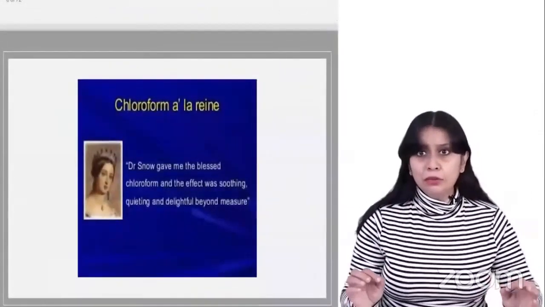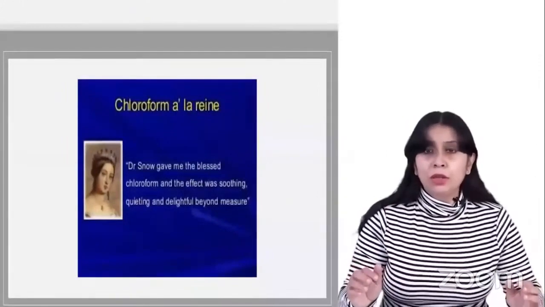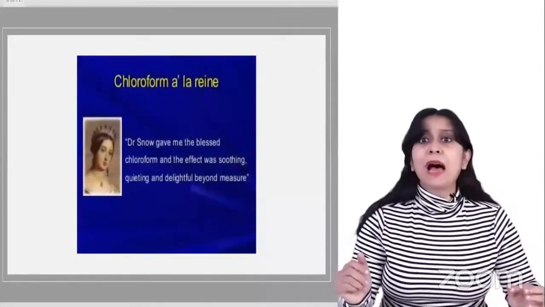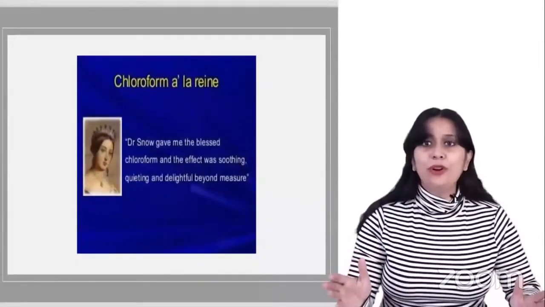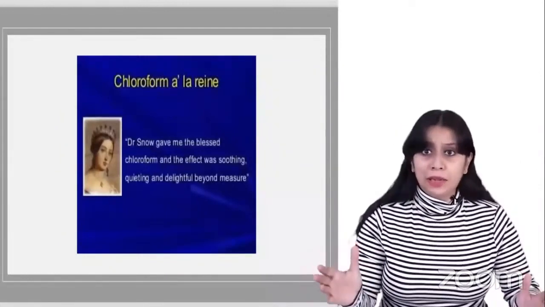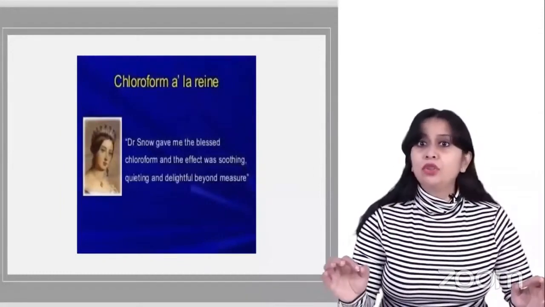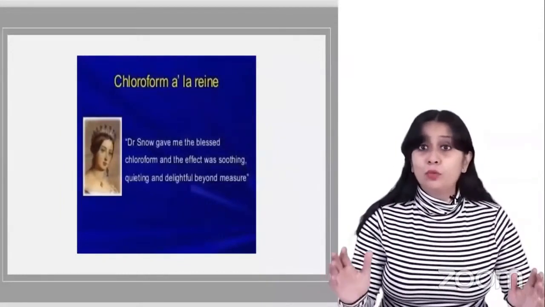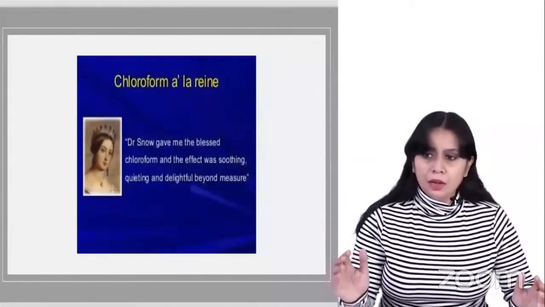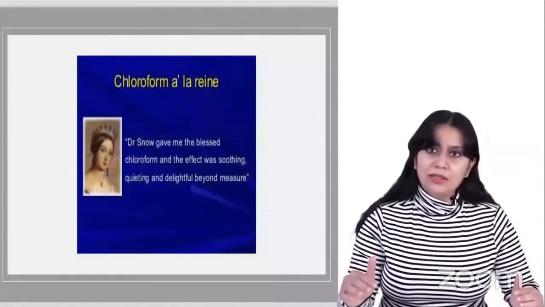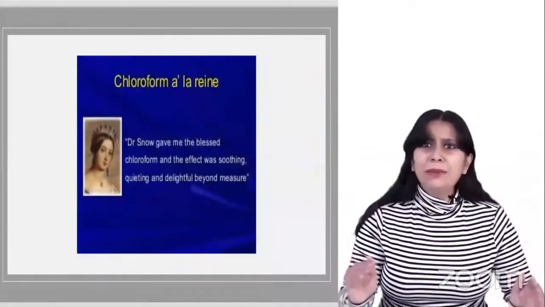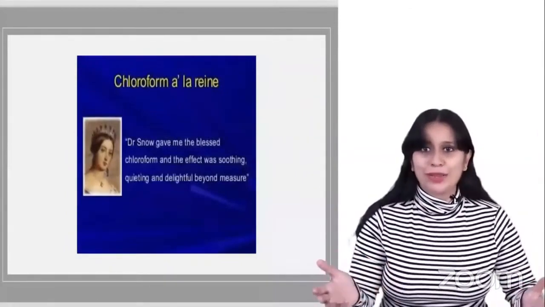Saying all these things, I would like to salute this lady. She is Queen Victoria. She was one of the pioneers who opted for labor analgesia against the wishes of the physicians and doctors of that time, and said it was one of the most wonderful experiences. So Queen Victoria, during the birth of Prince Leopold, took chloroform for labor analgesia and again took it for her next childbirth also. So a little bit of acceptance came with Queen Victoria.